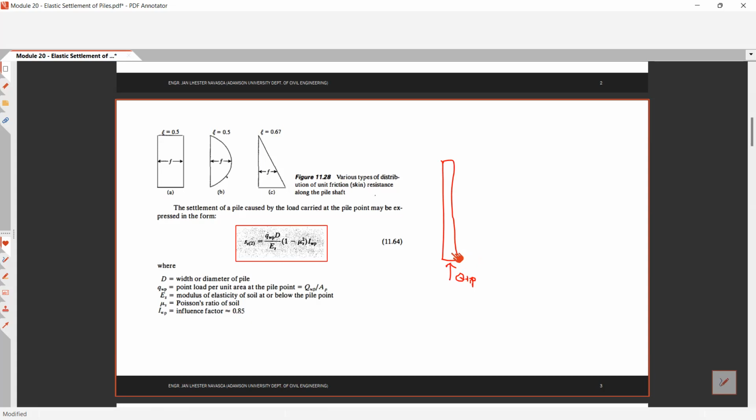Okay, mu S is the Poisson's ratio of the soil. Okay, so if you don't know what is the Poisson's ratio, it is the ratio of the longitudinal and lateral strain. Okay, so yan yung based on the experiment, ito yung ratio of the longitudinal to the lateral strain. Okay, and next is the I sub WP. The I sub WP is the influence factor, and according to the equation, that is approximately equal to 0.85.